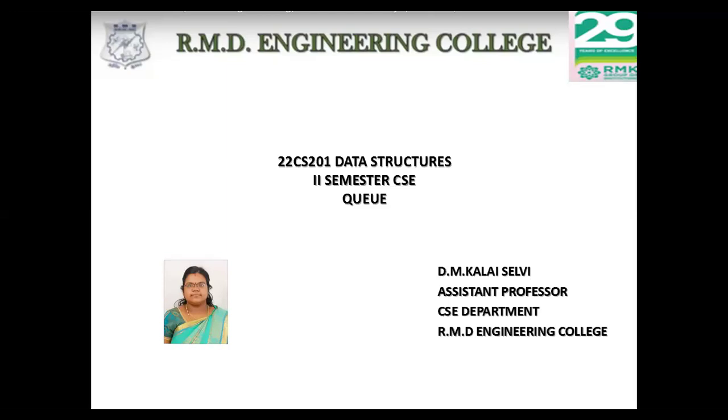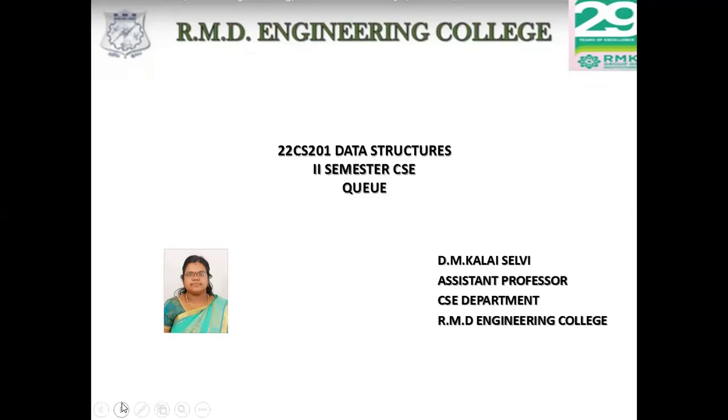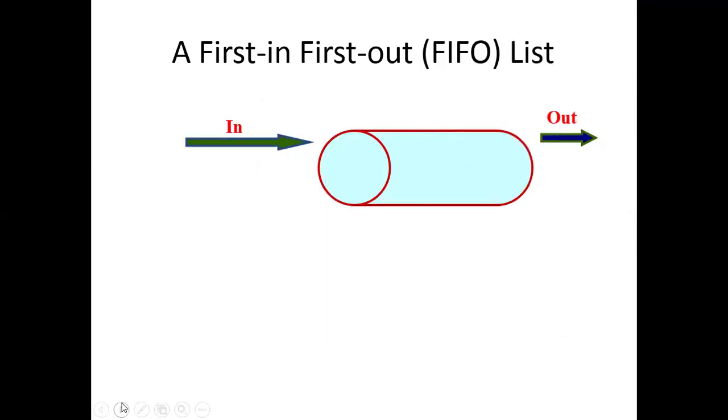Now we are going to see about Queue data structure. In nonlinear data structures, it's the way of organizing the data in the memory. And now we are going to see Queue data structure. Here it follows the principle of first in, first out. That is, the first item which you add to the queue will be the first item to come out of the queue.